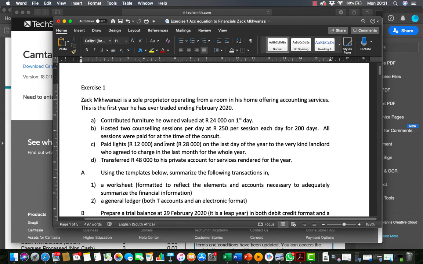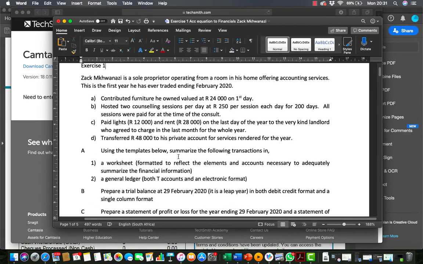Then he paid lights 12,000 and rent 28,000 to the landlord. That was for the whole year. Okay, so they paid it in arrears. In other words, they paid it on the last day of the year for the whole year. And finally, he transferred 48,000 Rand out from his business account for his salary.